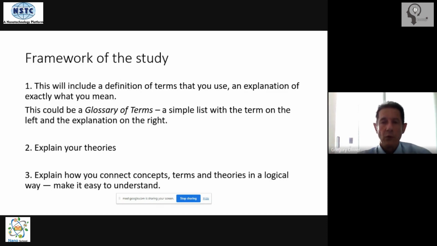Now, we have the framework of the study. This is the next section, Chapter 3. This will include, number 1, a definition of terms that you use. So the scientific jargon that you write, you should explain what it means because not everyone is a scientist. Some of the people who read your paper don't understand what nanoscience is, or they won't understand your field. Therefore, it's up to you to explain it to the reader. This could be a simple glossary of terms. Explain your theories and explain how you connect concepts and terms and theories in a logical way. Make it easy to understand.